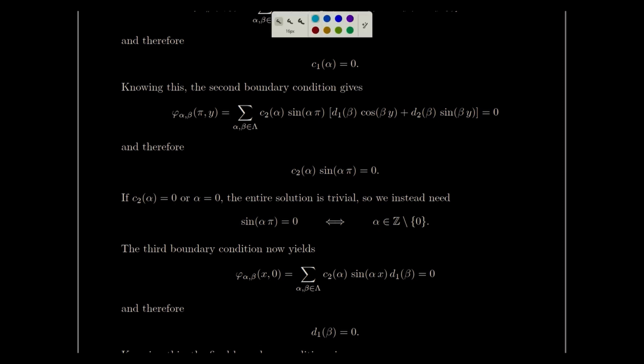I do the same thing with the third boundary condition, which is now in the variable y, and that tells me that d1 of beta has to be 0. And then my final boundary condition, which is evaluating at pi in the y direction, says that d2 of beta times sine beta pi has to be 0. And I don't want d2 of beta to be 0. That would kill everything. So now I need sine beta pi to be 0, which just like before says beta is in the integers minus 0.